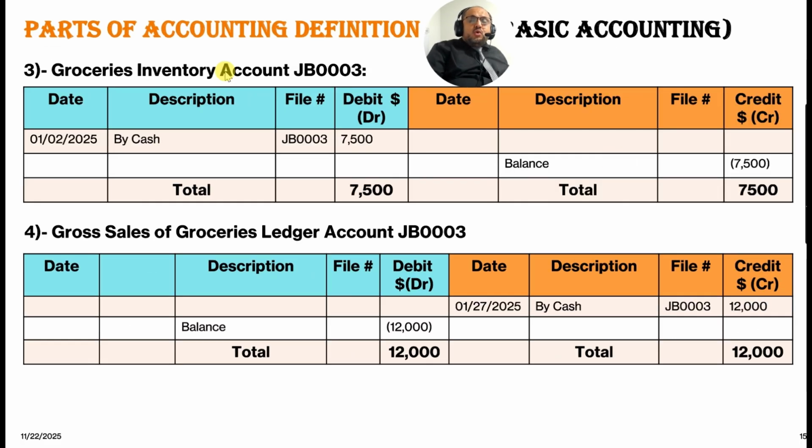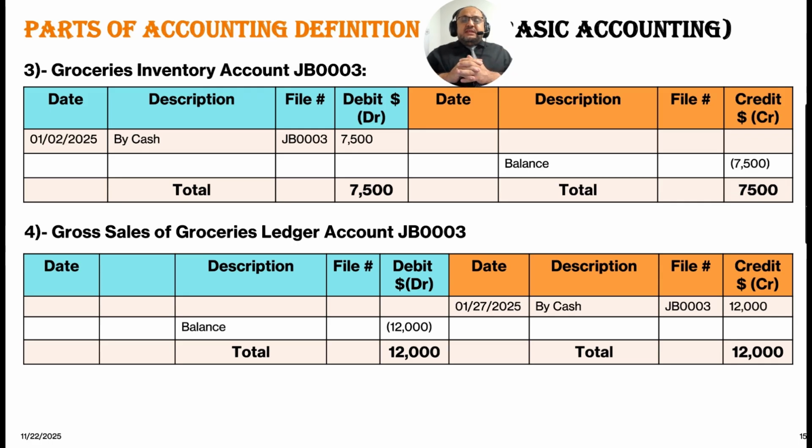Number 3, groceries inventory account. On the 2nd of January, JB Brothers went to the market and purchased groceries valued at $7,500, which means out of 10,000, the purchase made for the groceries was 7,500. Groceries are also a type of asset. It could be a current asset and also a non-current asset.